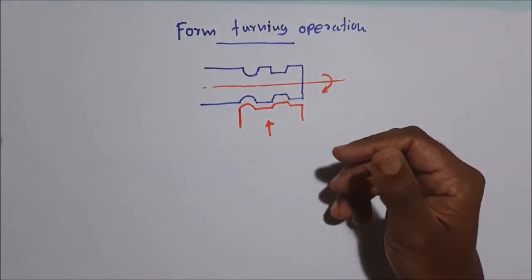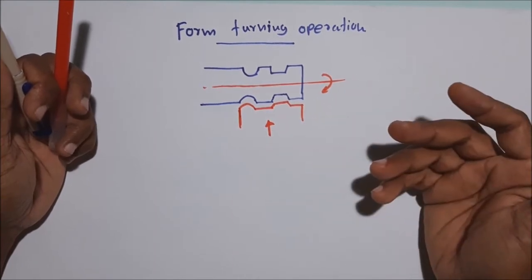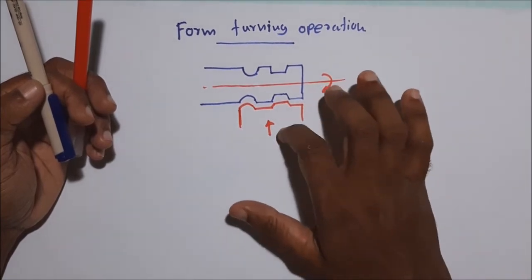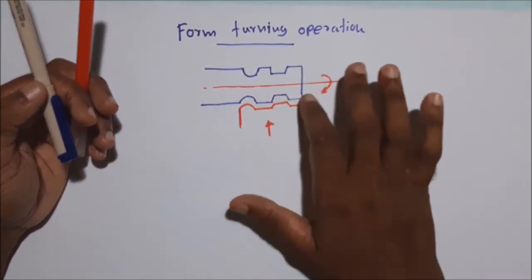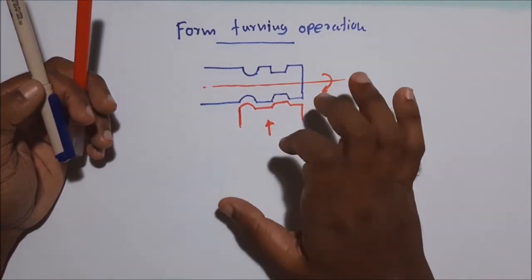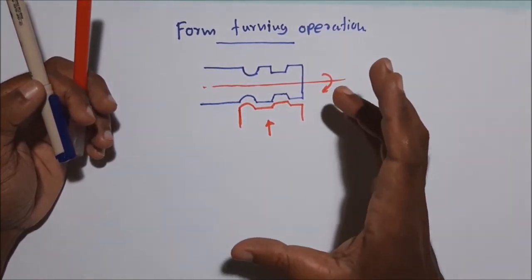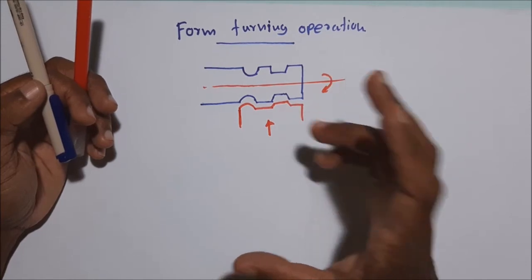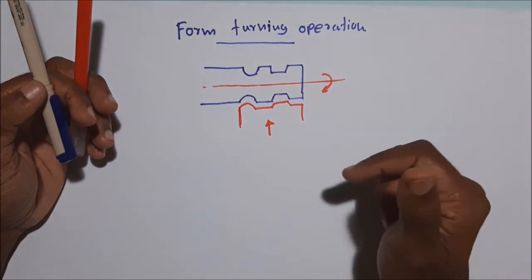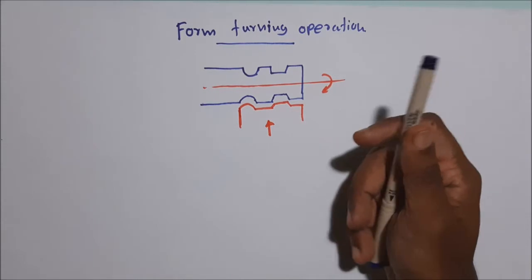The form tool operation is used for mass production because the tool manufacturing cost is very high, so it's suitable only for mass production and also for low hardness material. We cannot use the form tool with higher hardness material because when a large area is contacting the cutting tool, very high force acts on the cutting tool. So it's suitable for soft materials like wood, plastic, polymers, and also low strength metals like aluminum and copper. The form tool operation is suitable for mass production only.